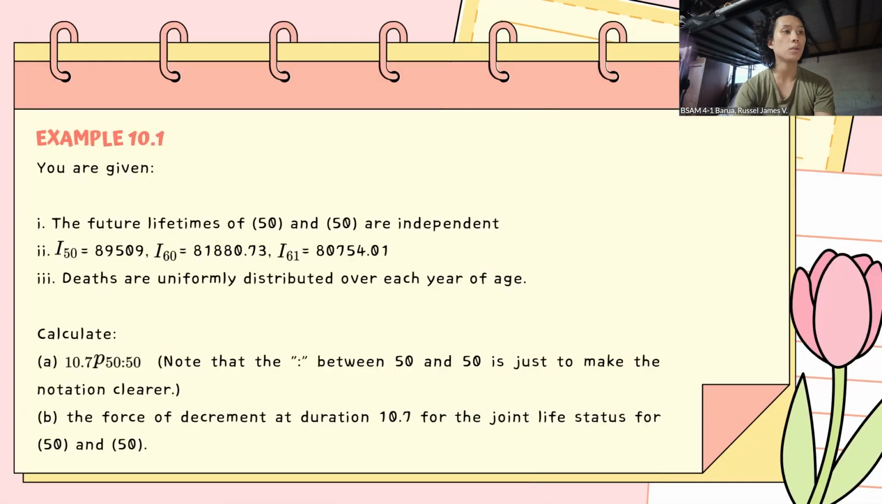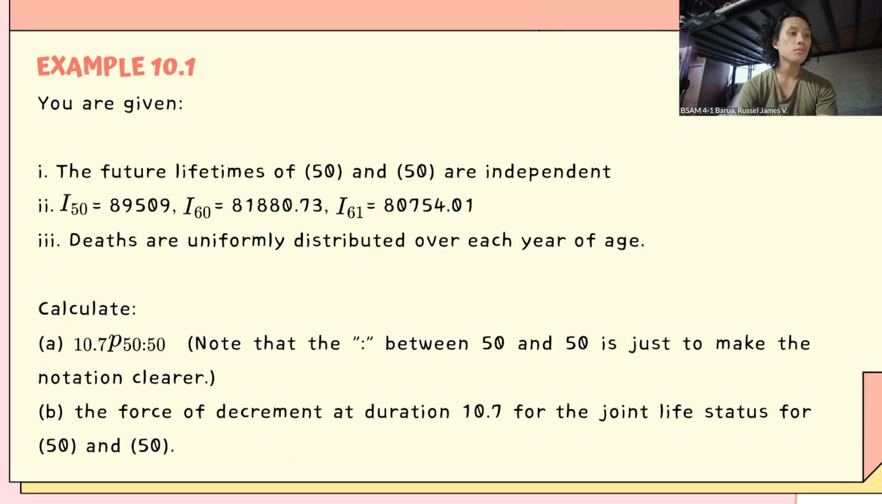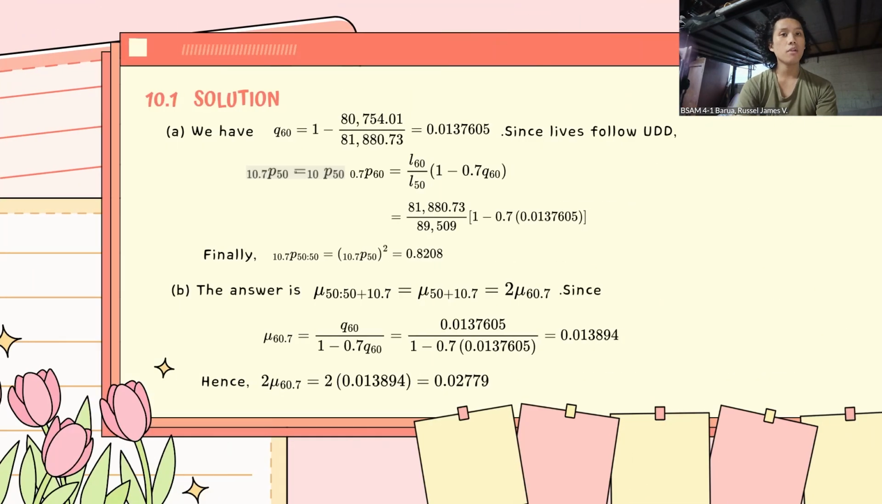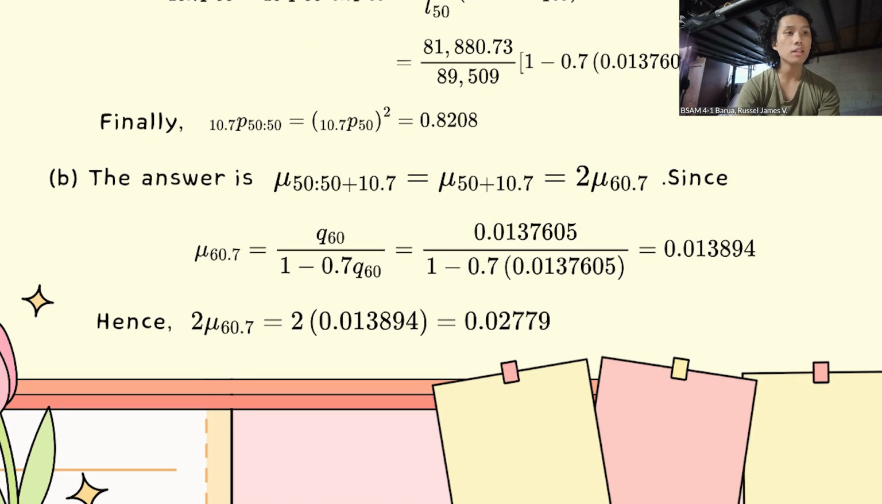So for example number one, we have the future lifetimes of 50 and 50 and they are independent. We are expected to find the following. First step, we find the probability that age 60 dies before reaching age 61. Then after this, we find the probability that age 50 survives to age 60.7. And lastly, to compute the joint survival status, we multiply the probabilities we got. Hence, we get 0.8208.